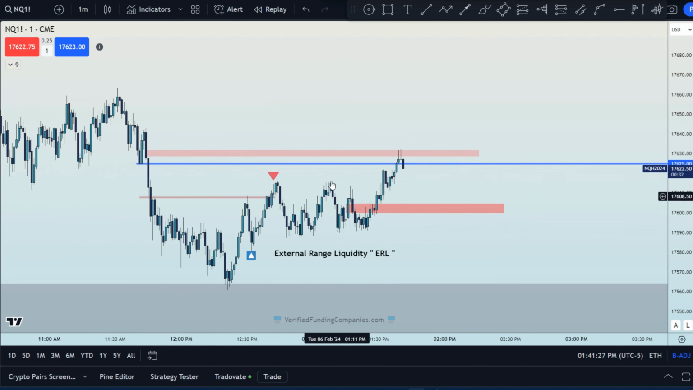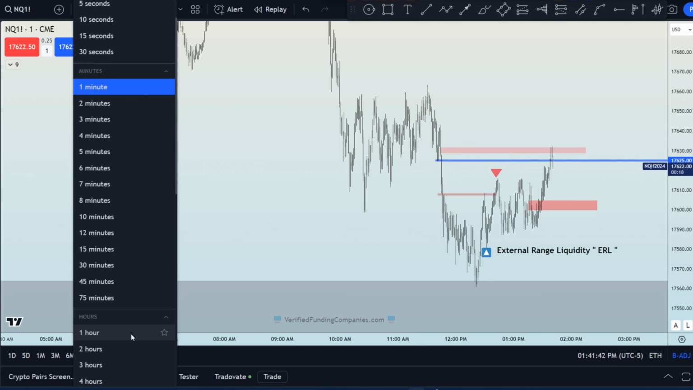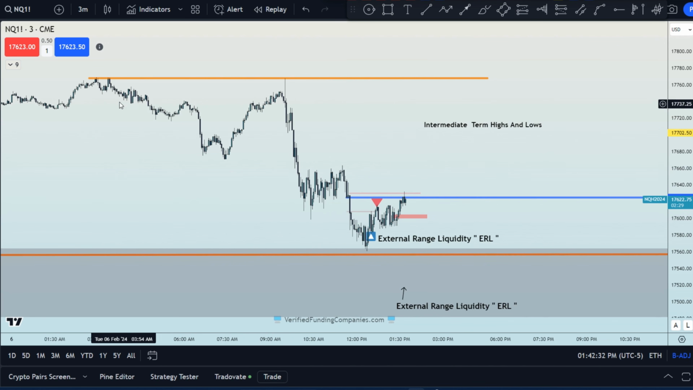Okay, so price did exactly what I thought it would have. Come up in here, create a new intermediate term high, is now moving down. Let's go to an hour chart here. See here what's going on, right? So you had your external range liquidity here. Price came up and tapped it, but did not take out that high because you're creating liquidity here.